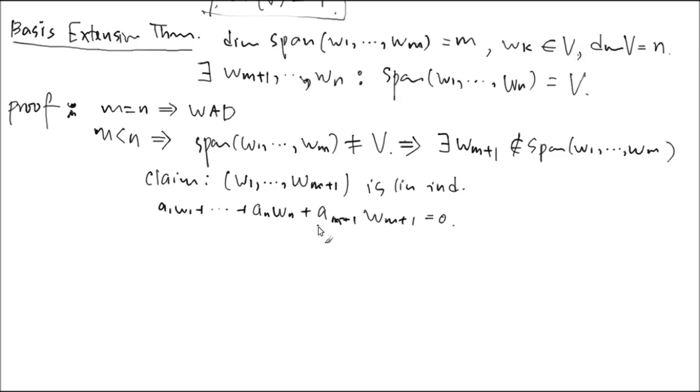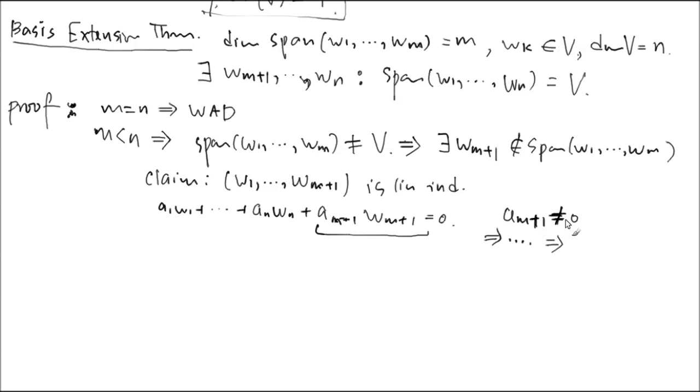Consider this one and here, right? We hope that everything is going to be 0. So am plus 1, let's say it is not 0. What's going to happen if that's non-zero? Yeah, you divide by that scalar everywhere, and then what is the statement that we wanted?